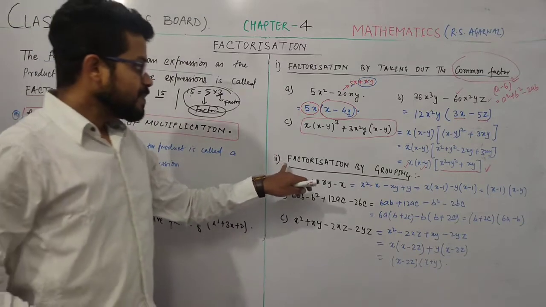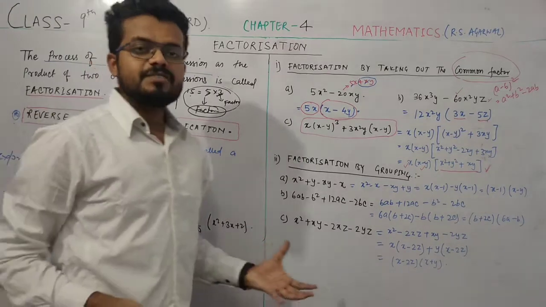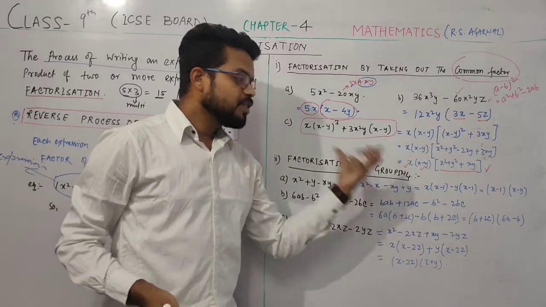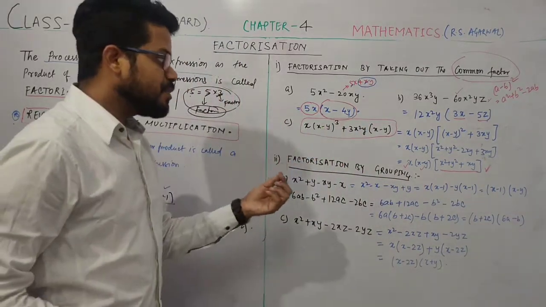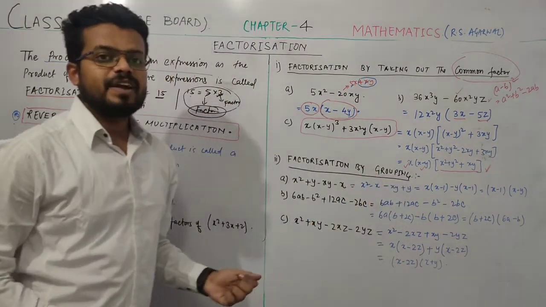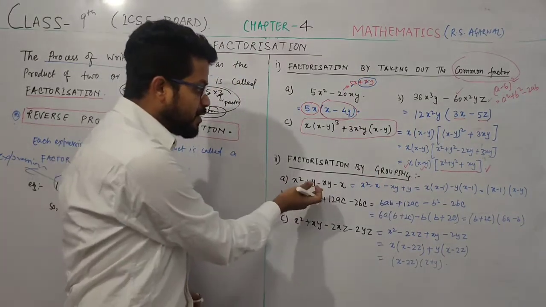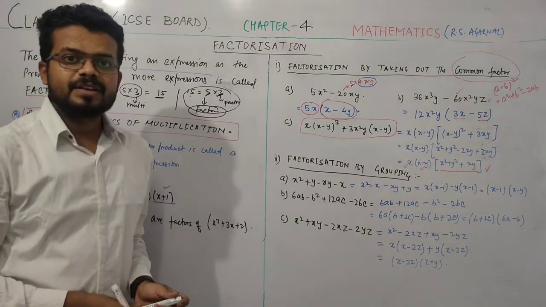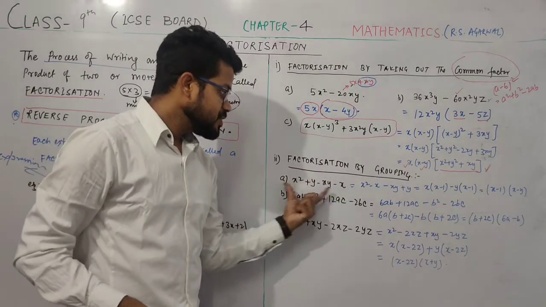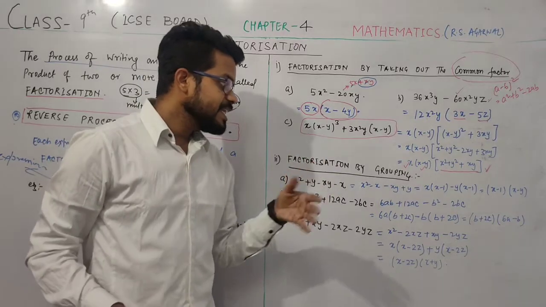Now the second one is factorization by grouping. Here, if the question is given to us, the first step is to make a group. What type of group? Such a type of group where we can easily get the common factor. Here you are not able to directly take the common. Firstly, you have to arrange or make a group of expressions so that we can easily take a common.